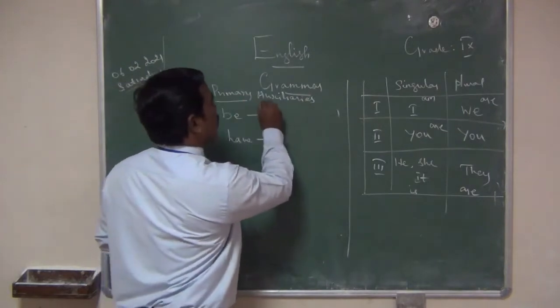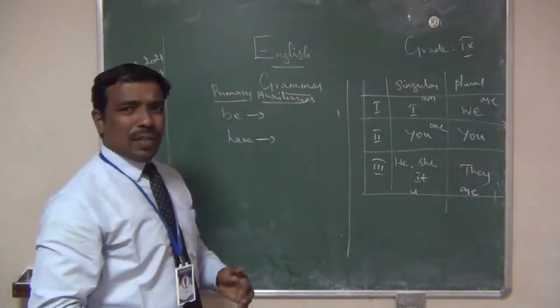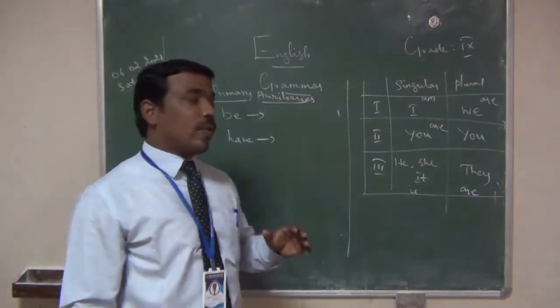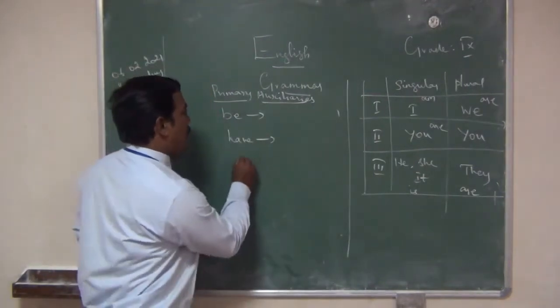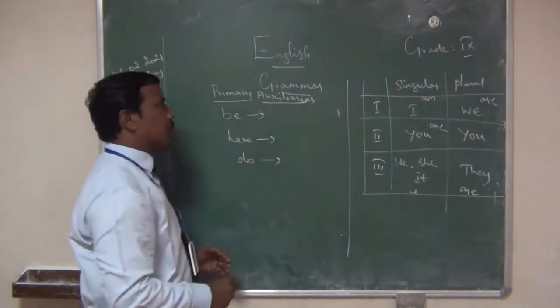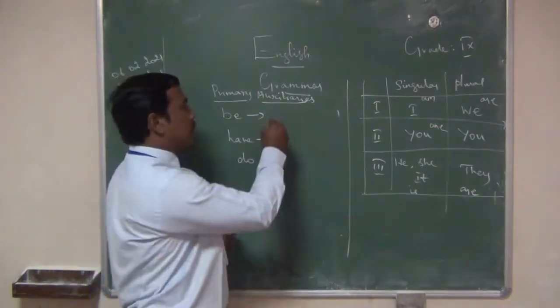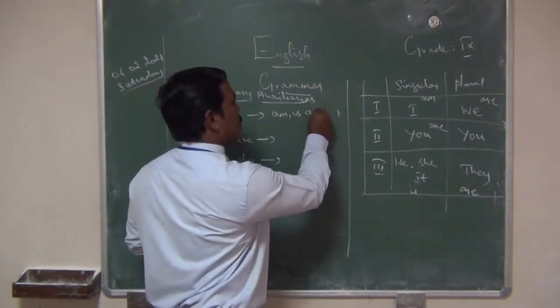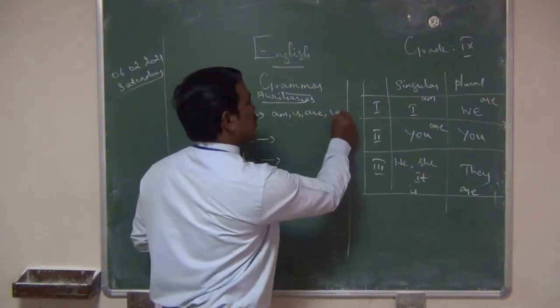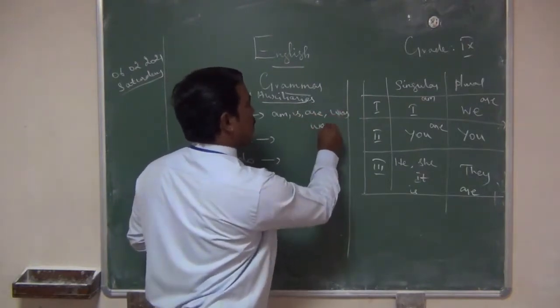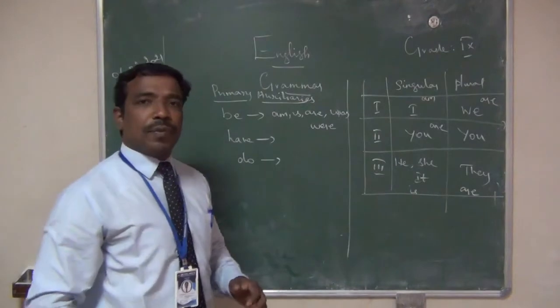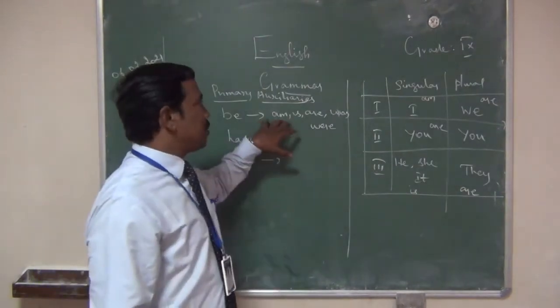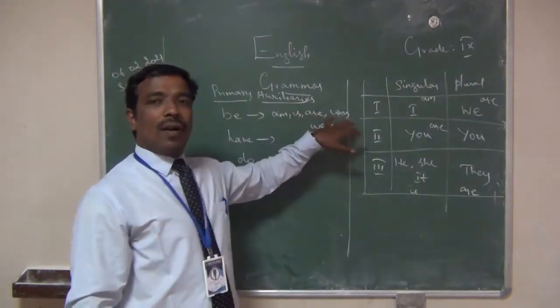Modal auxiliaries, you already studied in this grammar. Okay, be form verb, have form verb and do form verb. What are be form verbs? Be form verbs means am, is, are, was, were. These five are called be form verbs.